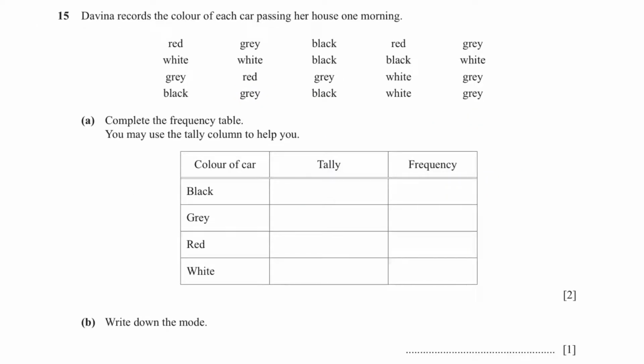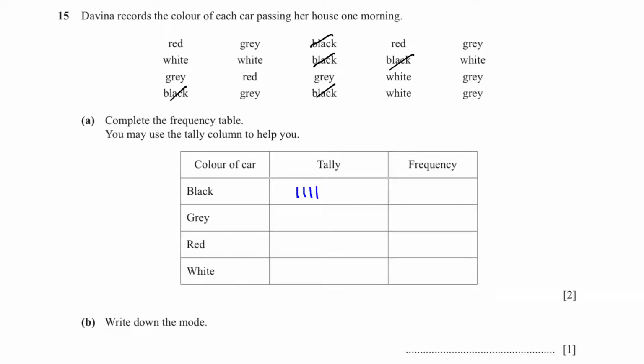Question number 15 is a tally frequency question. Davina records the color of each car passing her house one day. So these are her data. Complete the frequency table. You may use the tally column to help you. Black. So we have to find how many blacks there are. There is 1 black, 2 black, 3, 4, and 5. So we write 1 black, 2 black, 3 black, 4 black.